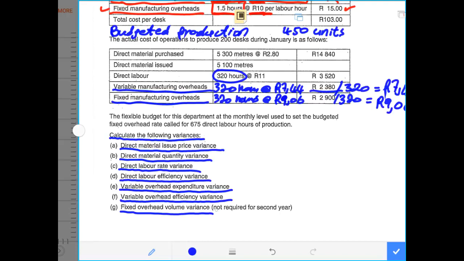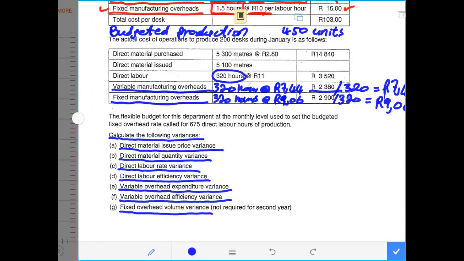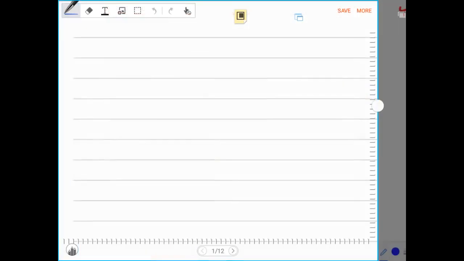And they say not required for second year. So now they just tell us that for a reason that I don't know. Maybe it's really not required. So now let us do the variances that are provided to us. I'll try to cover all of these variances. So now we go to the first one, which is direct material issue price variance. That will be number A.